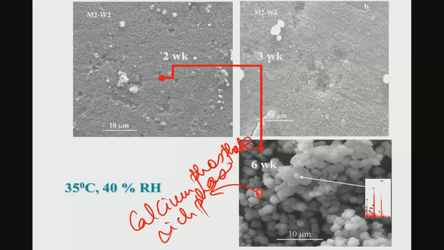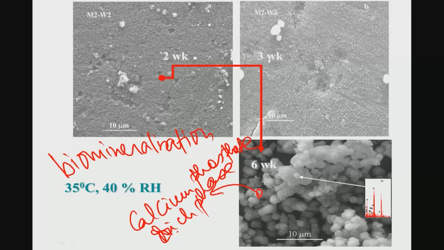This material is a calcium phosphate rich phase. Another interesting thing that we have seen is that these calcium phosphate rich globular shaped features form through a process called biomineralization. Why is it called biomineralization?